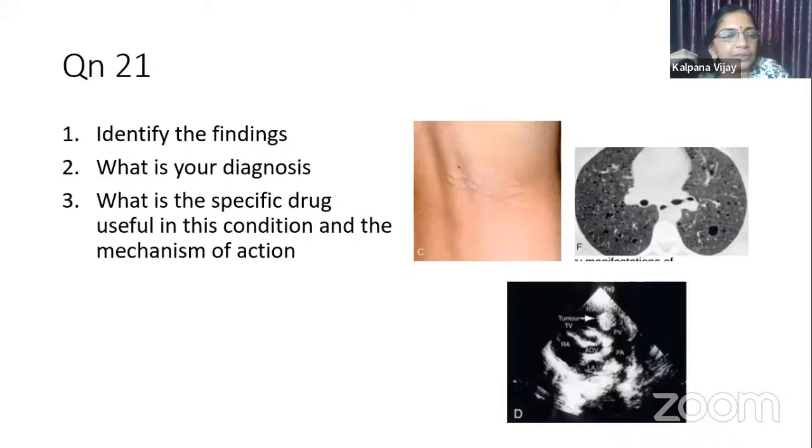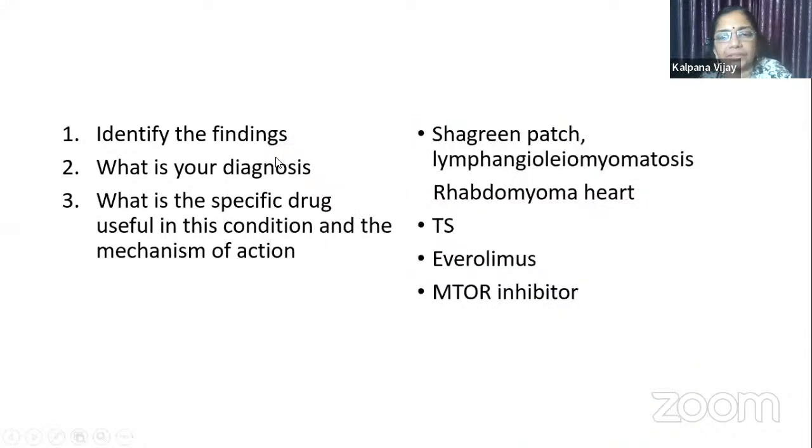What is the drug that is useful and the mechanism of action? Everolimus. It is an mTOR inhibitor. So the shagreen patch is important; you have to see this. So shagreen patch, lymphangioleiomyomatosis, and rhabdomyoma of the heart: tuberous sclerosis, everolimus, and it is an mTOR inhibitor. Okay.